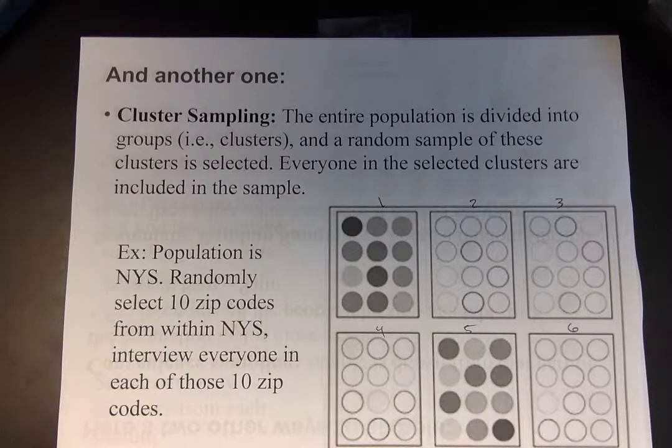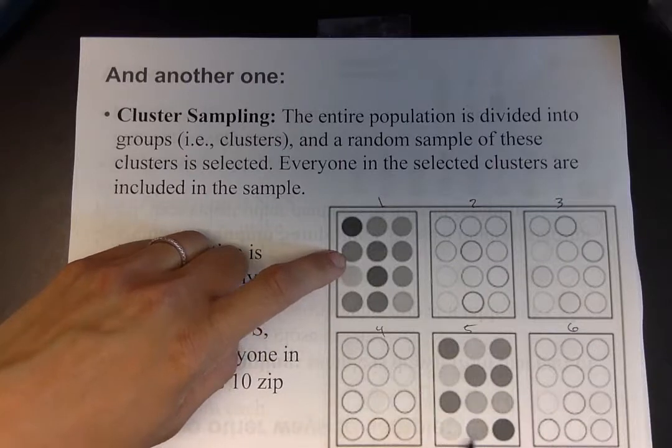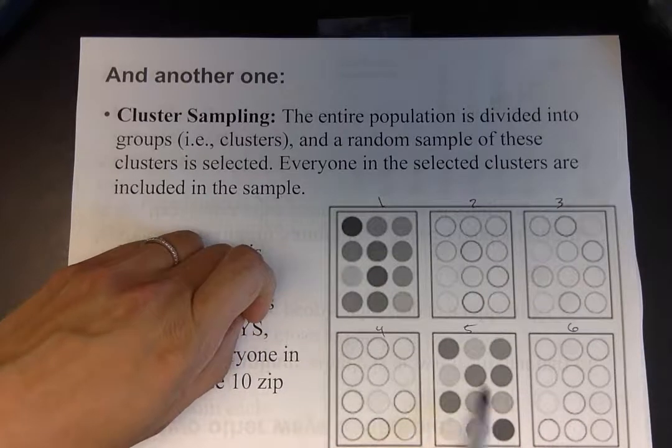And that random number generator gave you 1 and 5. So you randomly have chosen groups 1 and 5 to go look at. And now within that group, within that cluster, you look at every single thing within the group.